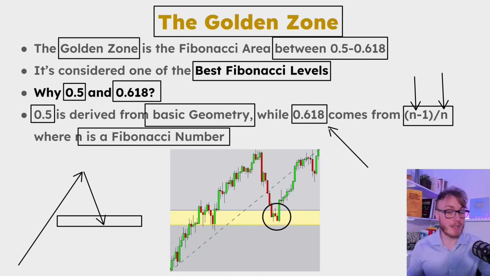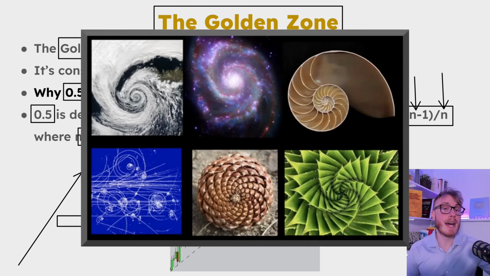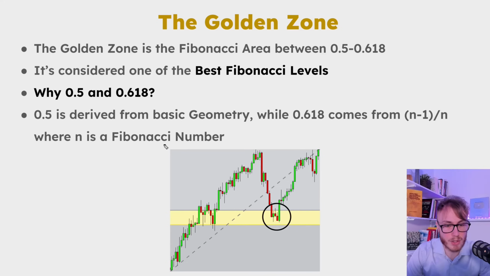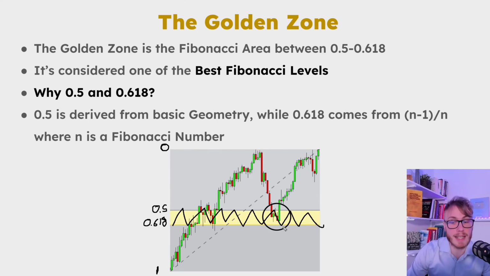And as we have been talking about, this number is not only found in financial markets, you can also find it in many natural phenomena as well. So just to be clear here, right here is 0. Here in the middle, we have 0.5. And the lower line here is the 0.618. Right here, we have 1. And the golden zone is the area here in between 0.5 and 0.618. Later on in this video, I will show you guys exactly how you can change the settings of the Fibonacci tool to get this golden zone.